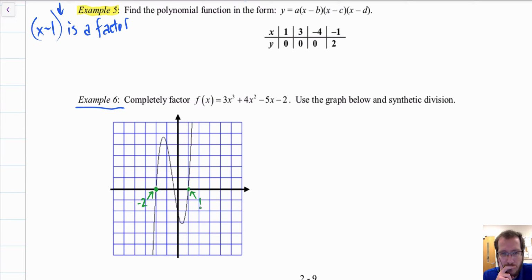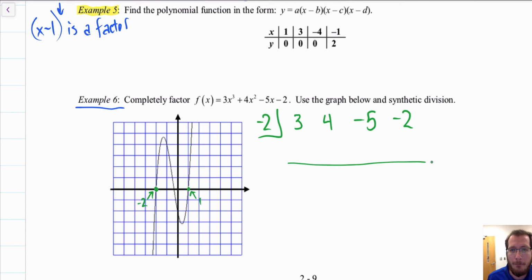All right, so I want to test those first. And I'm going to test those by going back to synthetic division. All right, so I'm going to look at this -2 first. I'm going to go from left to right. And that's my c value. And then I'm going to take my coefficients. We're already in descending degree order. We don't need any 0 placeholders, so I'm just going to list those coefficients. And see what we get.